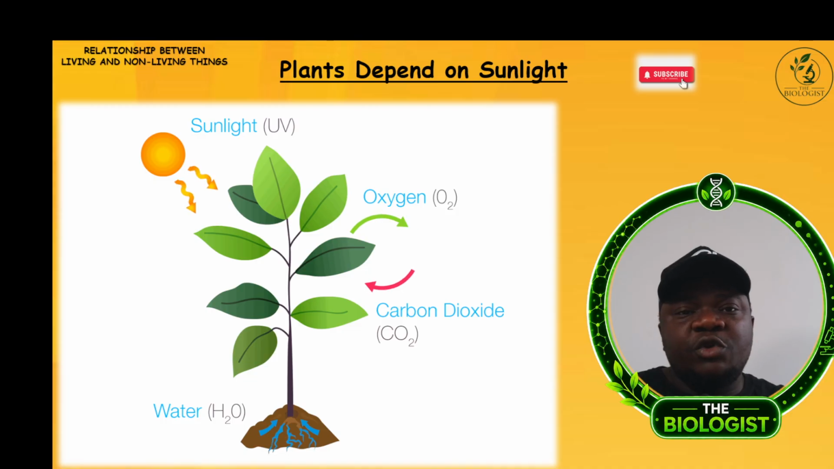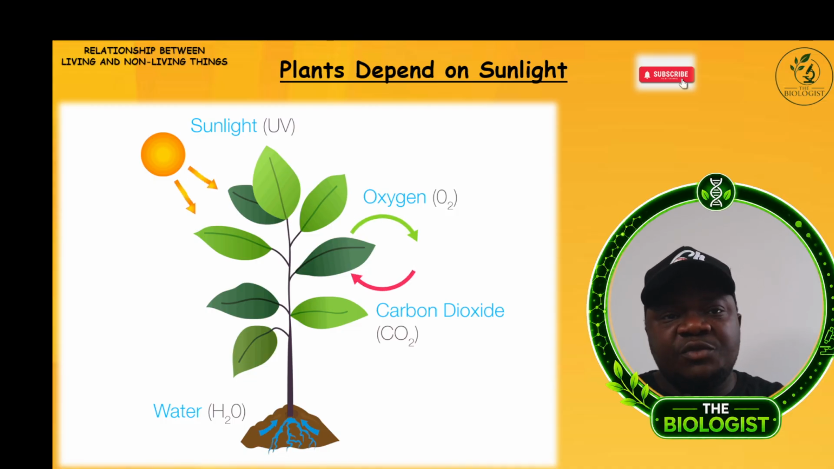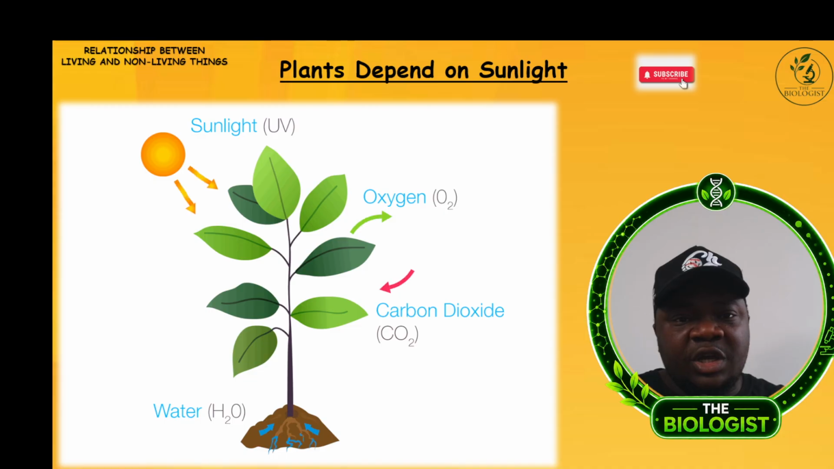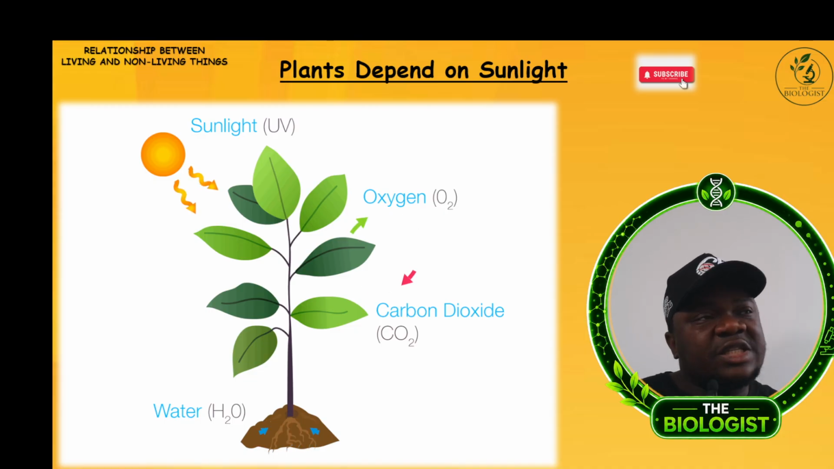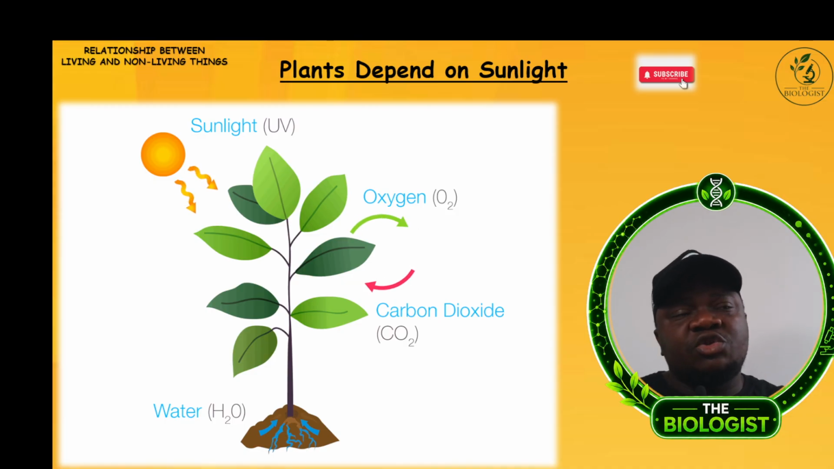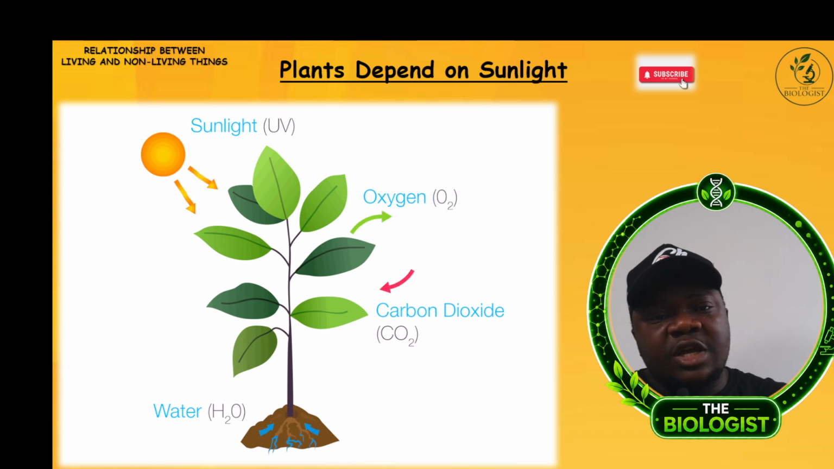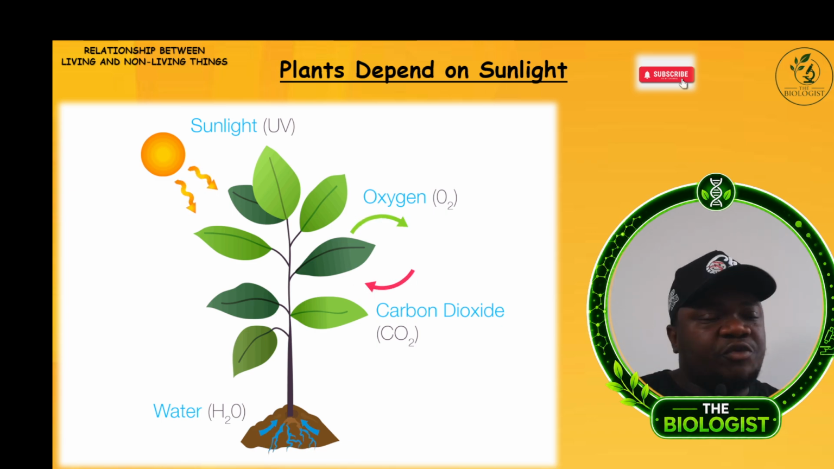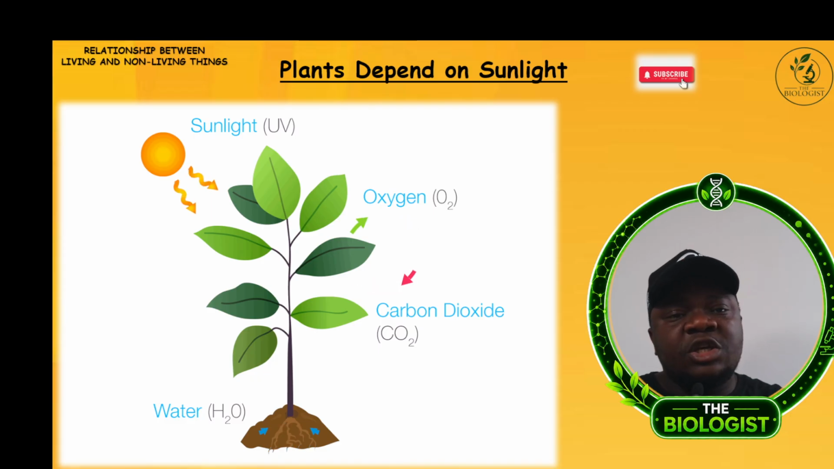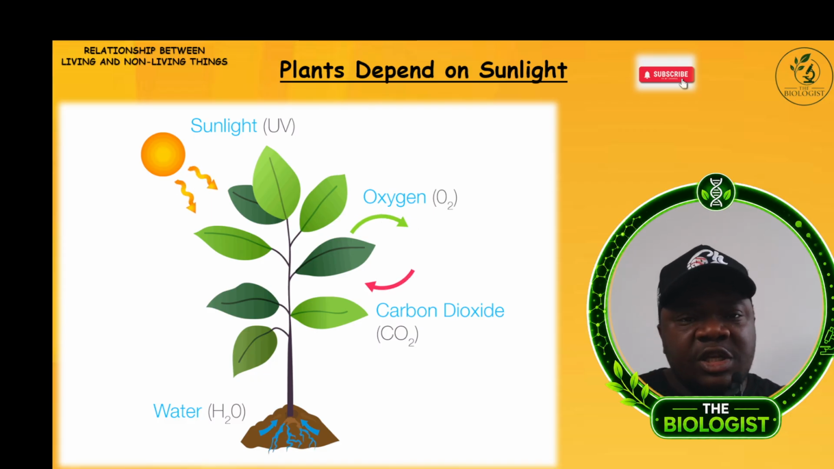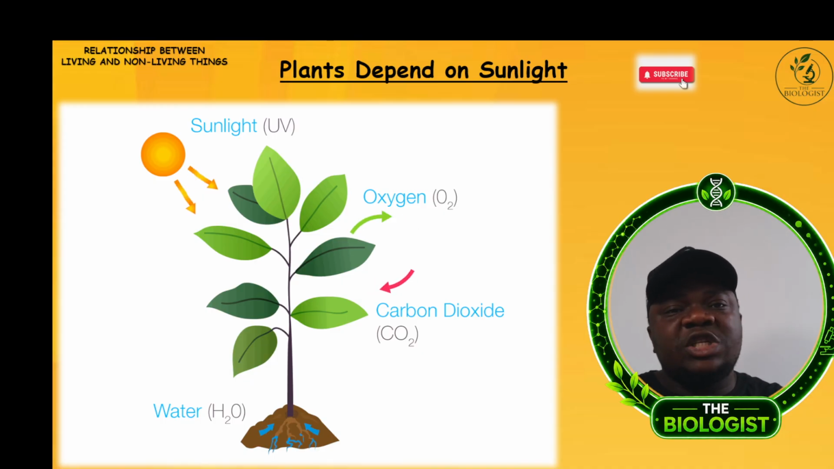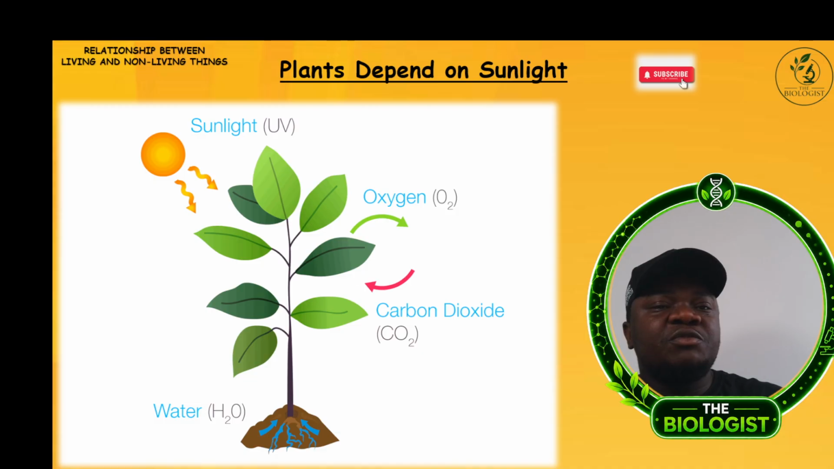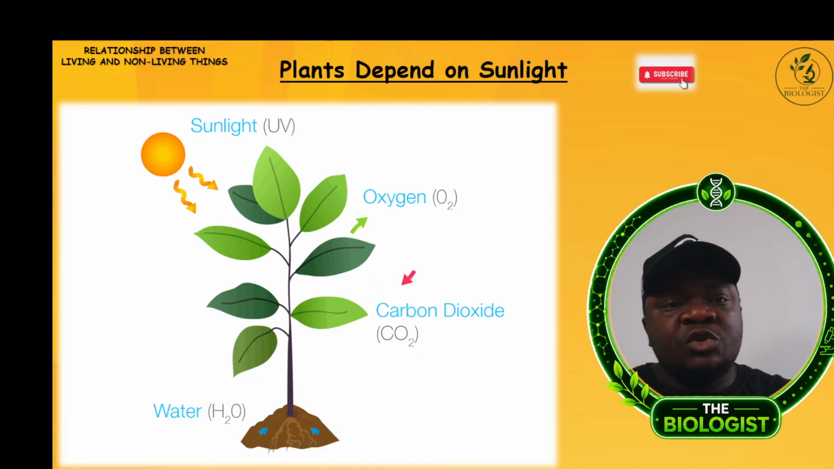If you look at this picture, you can see we have the sunlight, the oxygen, the carbon dioxide and water. During the day, during photosynthesis, oxygen is given out as a waste product to the environment, while carbon dioxide is utilized into the cells of the plant. And the water, H2O, is taken from the soil, absorbed through the root hairs to the stem and to other parts of the plant where it's needed. I'm not here to explain the concept of photosynthesis, but just to give you an overview of how sunlight helps plants to manufacture their own food. So sunlight is very important.